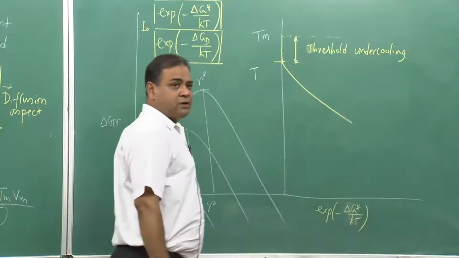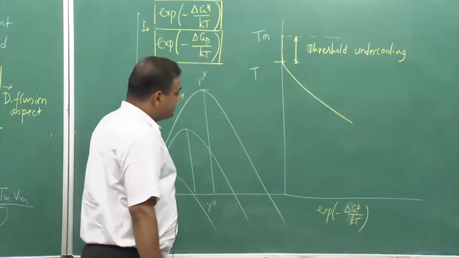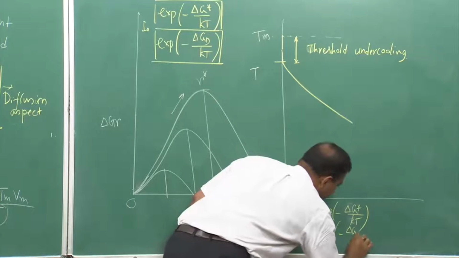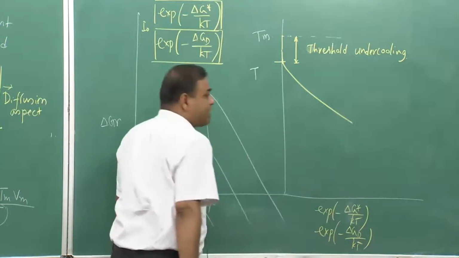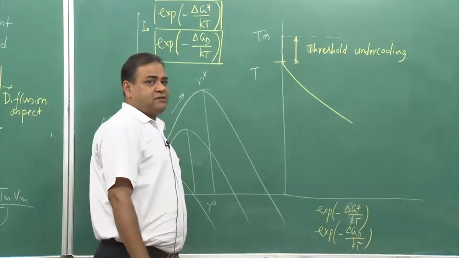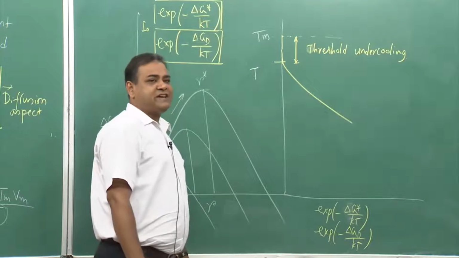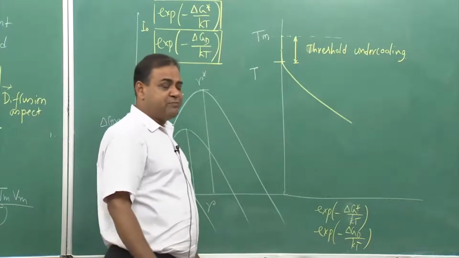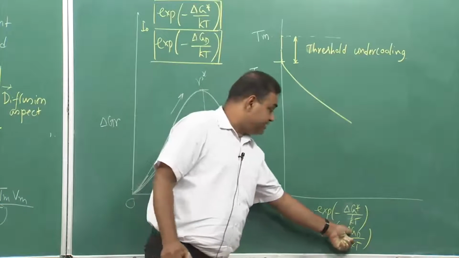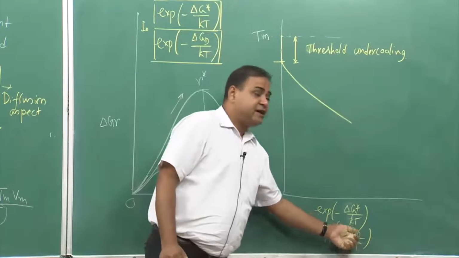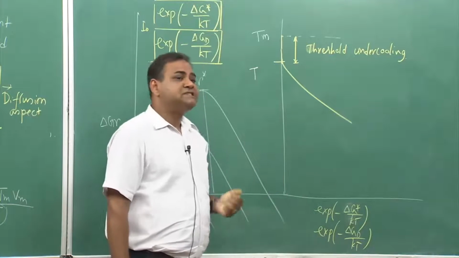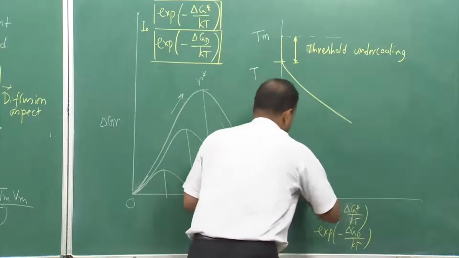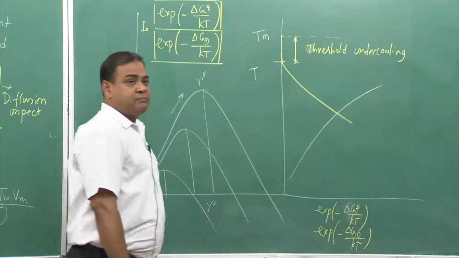Threshold undercooling. Now, if we consider the second term, exponential minus delta G d by k t. As we increase temperature, I have more and more excitation of atoms. The atom can move easily. So, that means this particular barrier term would decrease gradually with the increase in temperature. So, that term would always increase, it is always increasing. Okay.